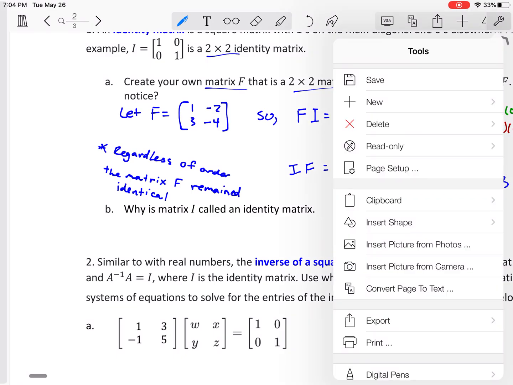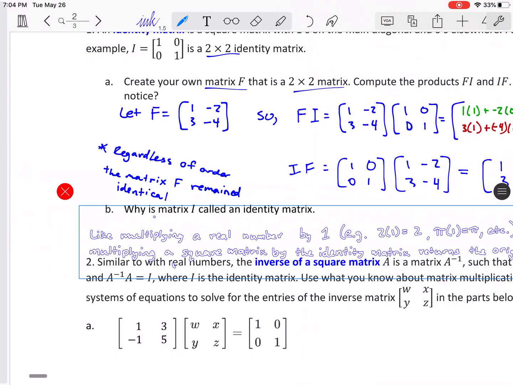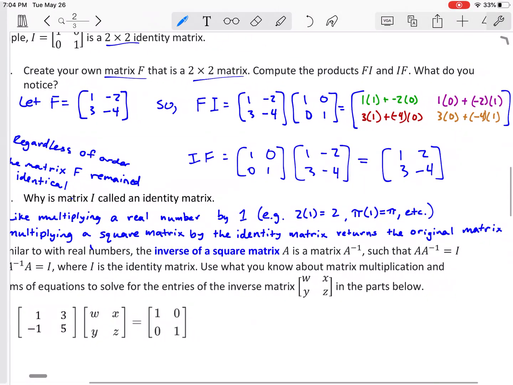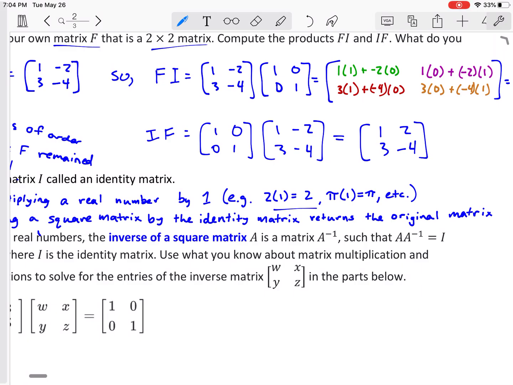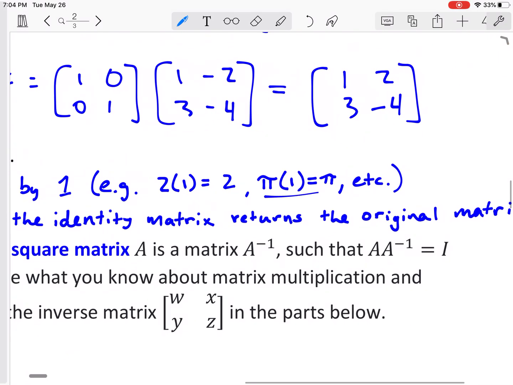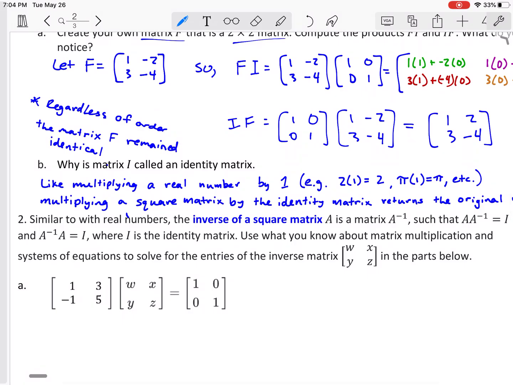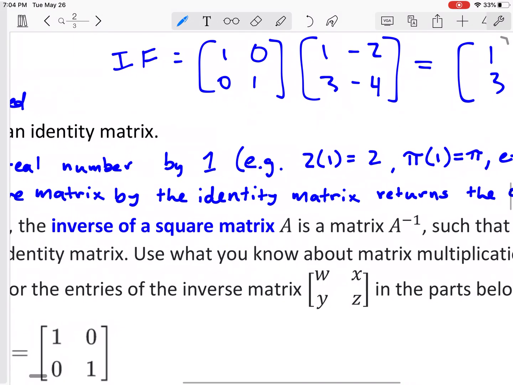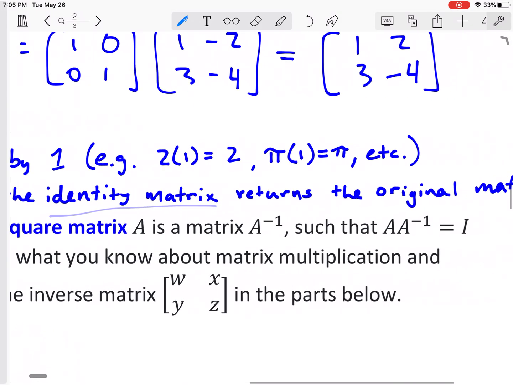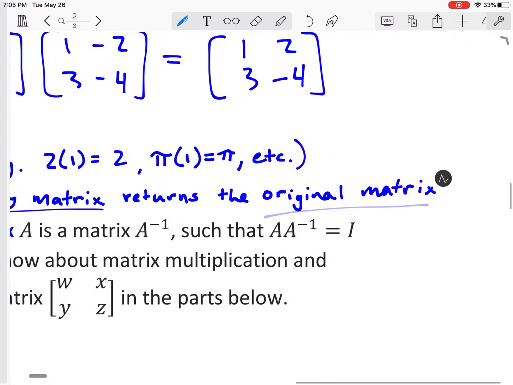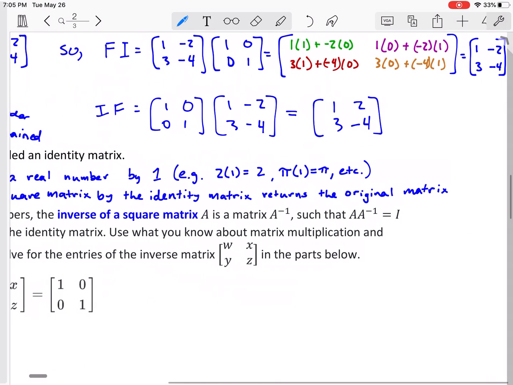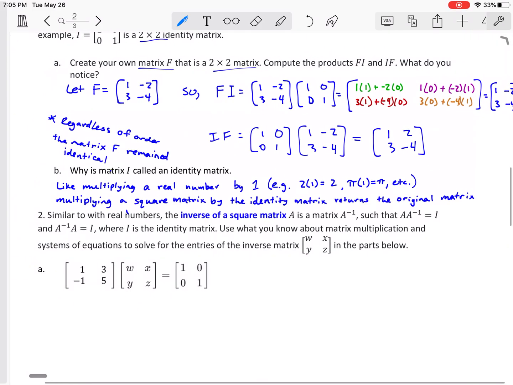Why is this called an identity matrix? Well, like multiplying a real number by 1, for example, 2 times 1 is still 2. Pi times 1 is still pi, etc. Think of any number, multiply it by 1, it remains identical. Multiplying a square matrix by the identity matrix returns the original matrix. It stays identical. Alright.